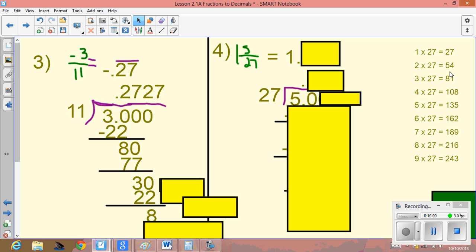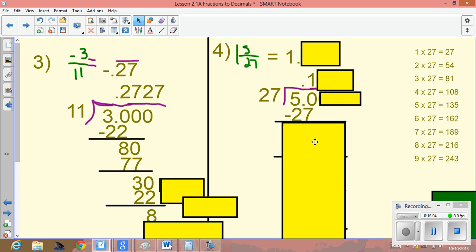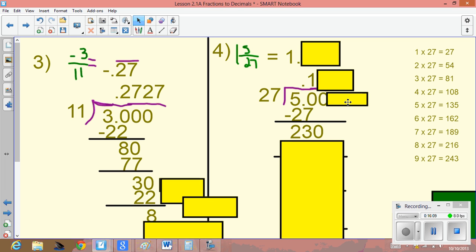So 27 times 1 is 27. When we subtract, we get 23. We add in another 0 and bring that down to get 230. If we take a look at our list, 27 times what is about 230? And we get an answer of 8. 8 times 27 is 216, which is right over here. And when you subtract, you get an answer of 14.